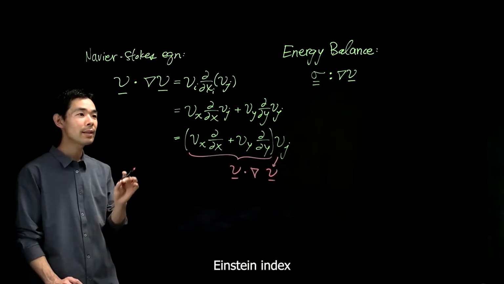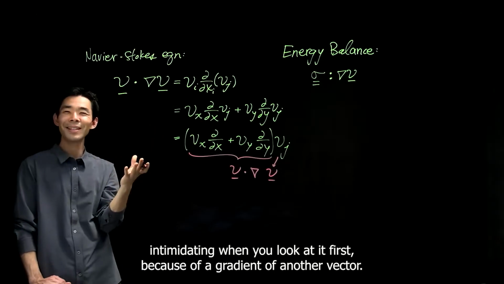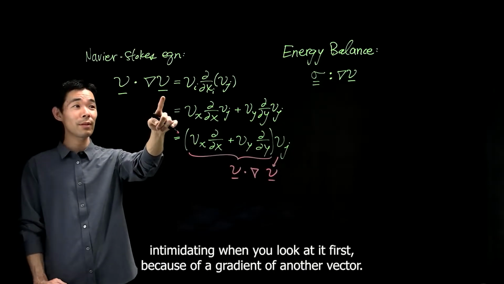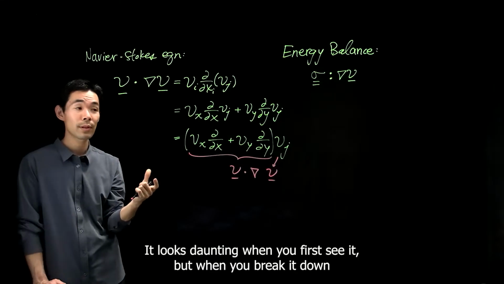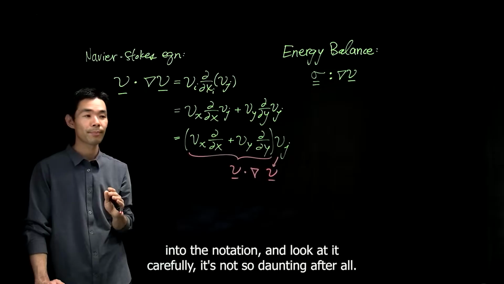Okay? So Einstein index notation is a very convenient way of looking at terms that look somewhat intimidating when you look at them first, because you have a gradient of another vector. It looks kind of daunting when you first see it, but when you break it down into the notation and look at it carefully, it's not so daunting after all.